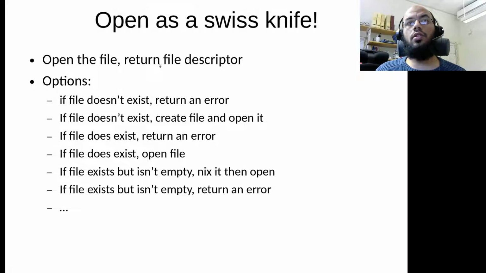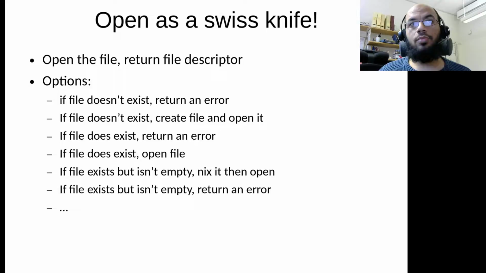And as we said, open and close and read and write are Swiss knives. Open returns just a file descriptor, and what that does is very dependent on the context we are talking about. If I ask you what open does in a very general context, besides making a file descriptor, you cannot really say anything.